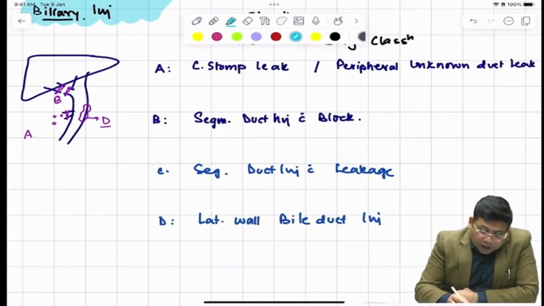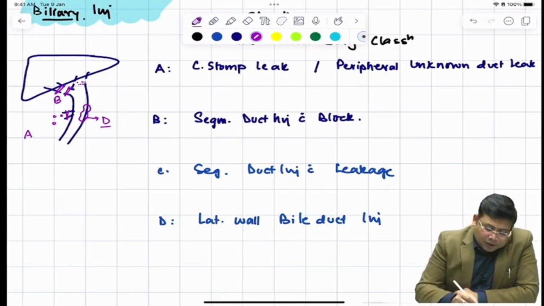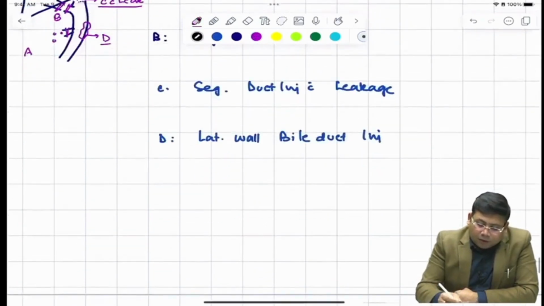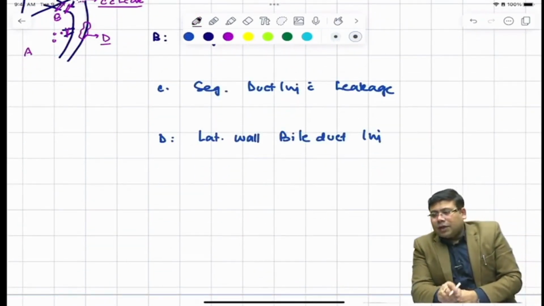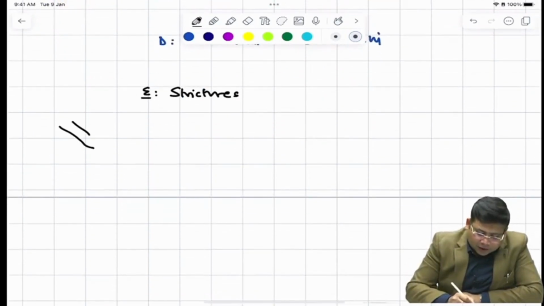Suppose you have damaged the segmental duct, so this is a suppose injury to the hilum or injury to the right segmental duct, left segmental duct. So if there is injury with leak, then that is what is known as type C. When we talk about type D, what is type D associated with, students? Type E. Type E is associated with your strictures. When we talk about the strictures, what are the strictures that we have?